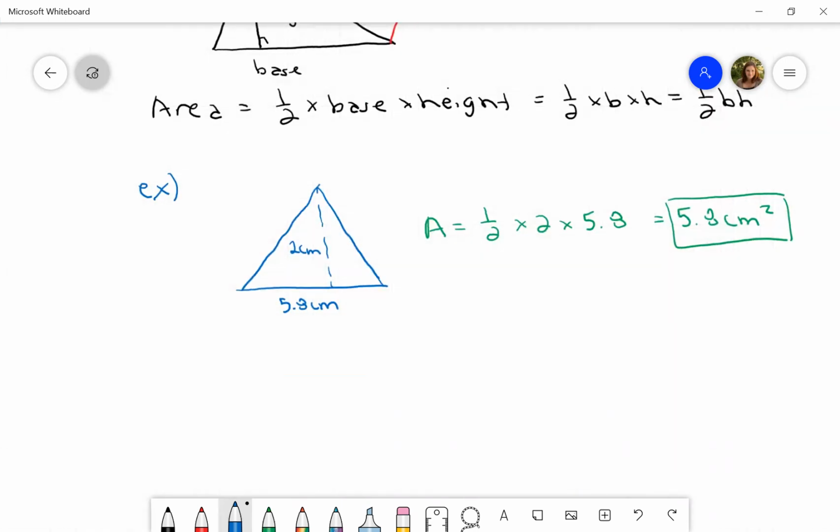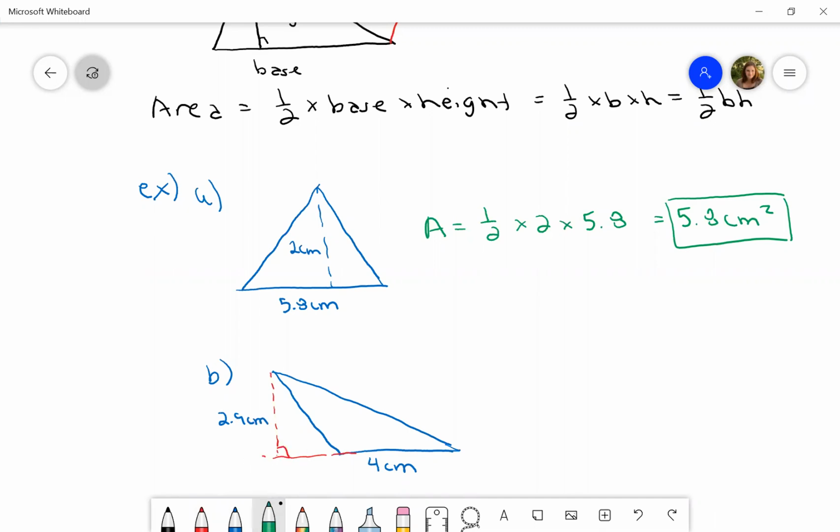So here, we'll call that part A. So part B would be maybe an example of an obtuse triangle. So that'd be an obtuse triangle. Let's say this is 4 centimeters here. This time though, the height would actually be outside. So that would be 2.9 centimeters. But the area would still be found the same way.